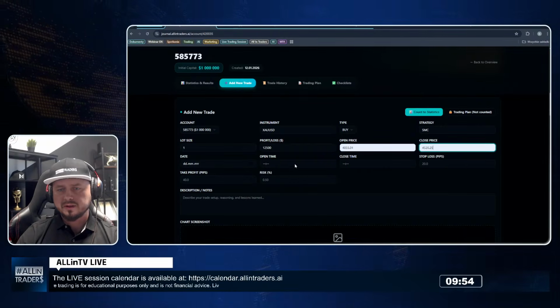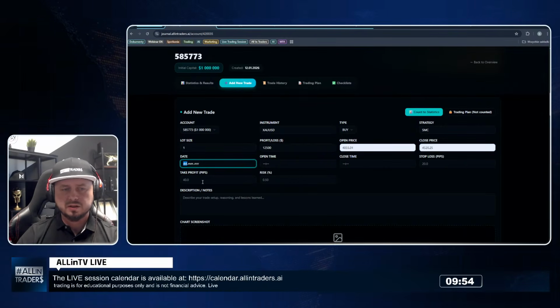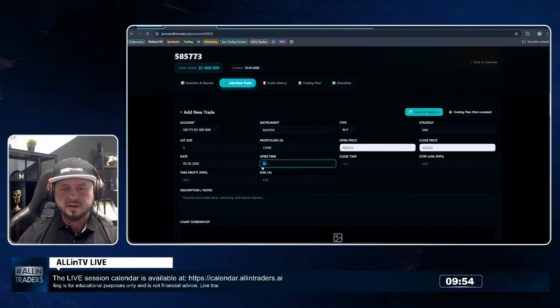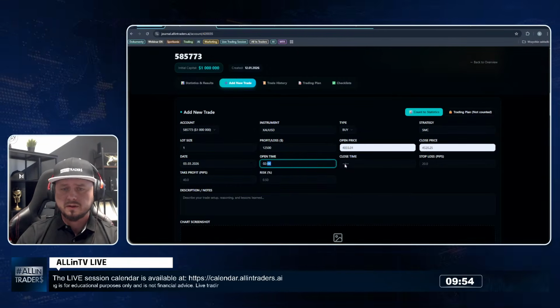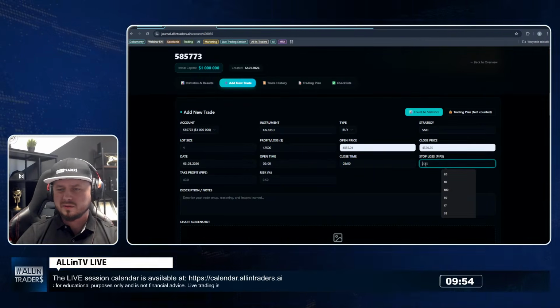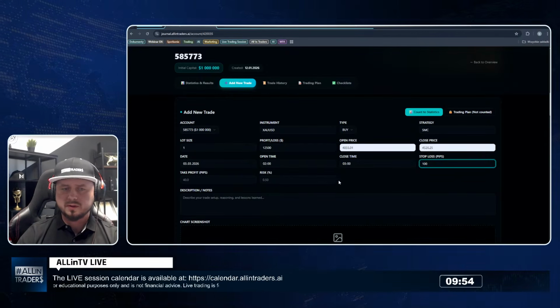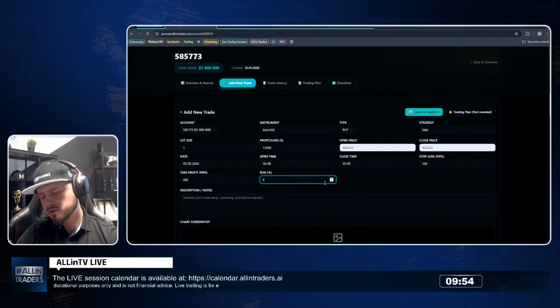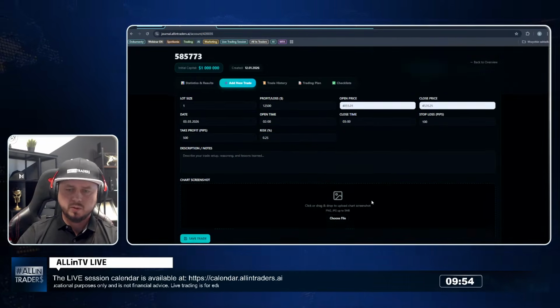Open price, it doesn't matter at this moment, we're gonna change that later. 03 2026, open time the same. We need to wait for this one. Stop loss probably around 50 up to 100 pips. So I'm gonna put 100 pips. I'm gonna try to get 500 pips with the risk of 0.25.